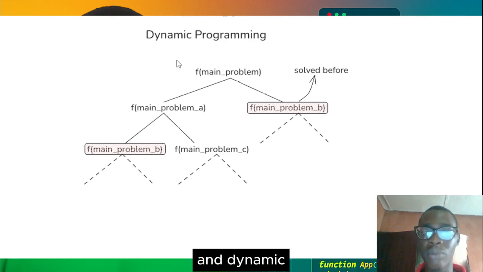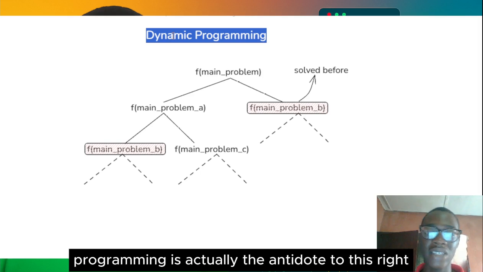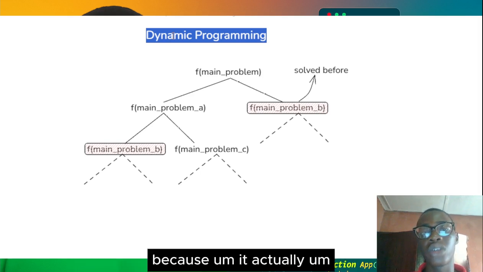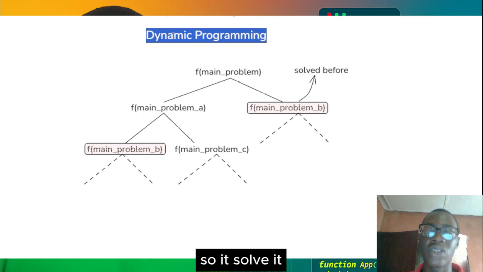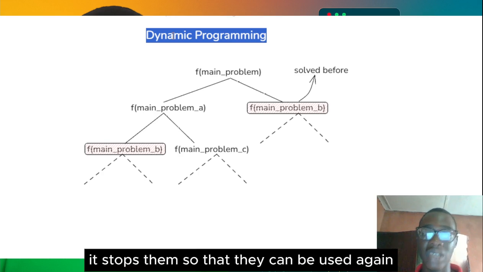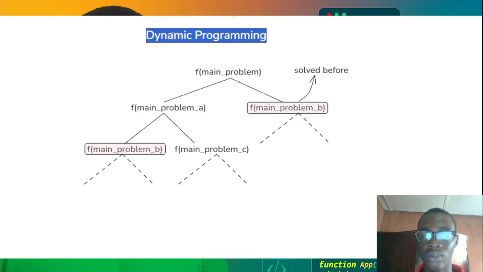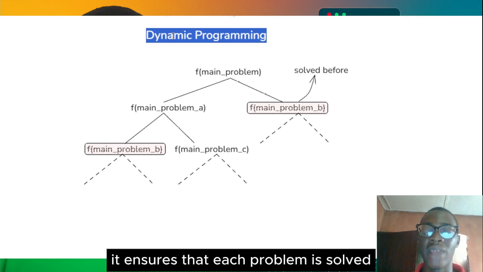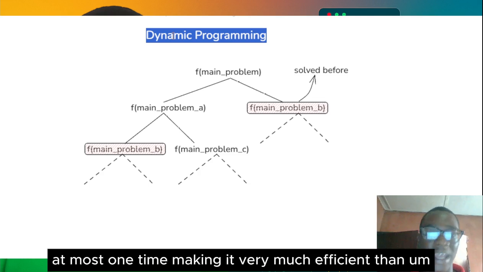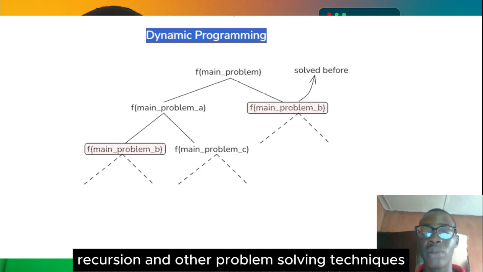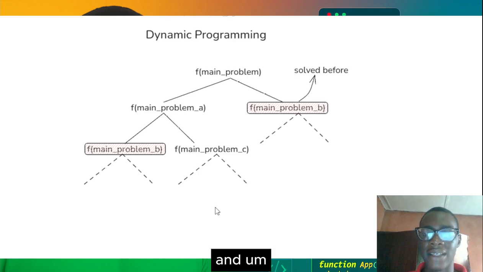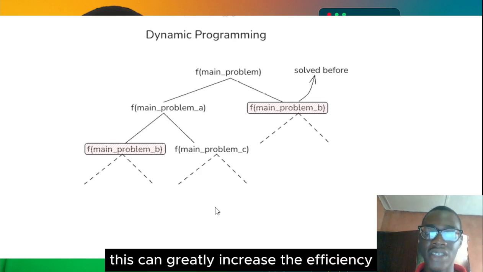And dynamic programming is actually the antidote to this, right? Because it stores each problem as it solves them, so that they can be used again. In such a way, it ensures that each problem is solved at most one time, making it much more efficient than backtracking and recursion and other problem solving techniques. And this can greatly increase the efficiency of an algorithm.